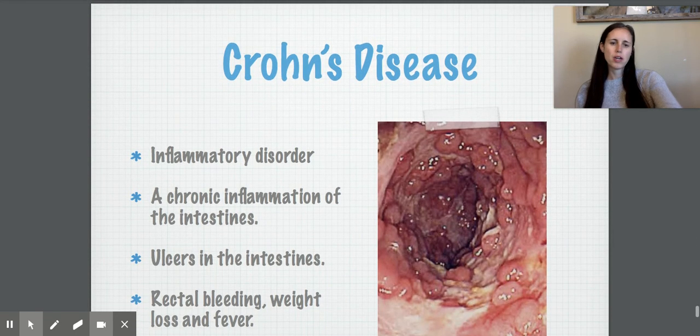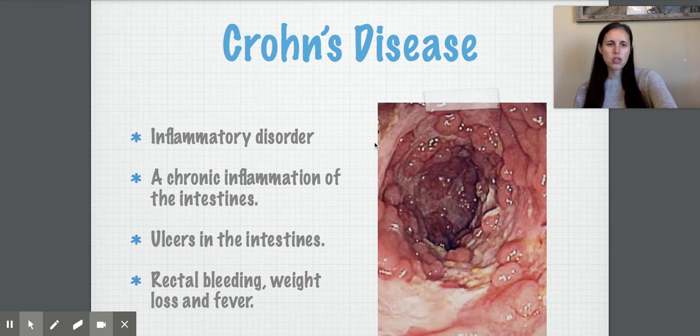Crohn's disease. You might have heard of Crohn's disease. This is again the inside of a small intestine for someone that has Crohn's disease. So it's an autoimmune disease and it's an inflammatory disorder. So inflammatory just means when something swells up. And what's actually swelling up in Crohn's disease is your intestines. So this is actually the inside of someone's intestines with Crohn's disease, and they're very, very, very swollen. They can also see ulcers or lacerations in their intestines. It can lead to rectal bleeding, weight loss, and fever.